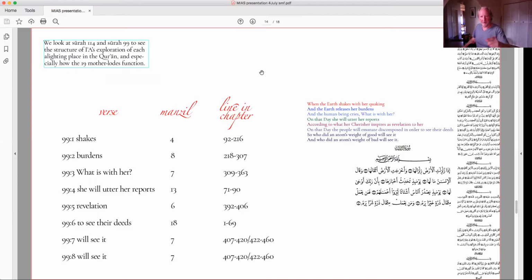And then in Zilzila, what we just looked at, the 99th, when the earth shakes with her quaking, the verses I have on that table here: this column shakes the burdens, what is with her, she will utter her reports. And then the manzil, one of those 18 of the 19 that match: 4, 8, 7, 13, 6, 18, 7, and 7. And then in the chapter that Ibn Arabi is writing, going from line 1 to line 460, so this is 9 or 10 pages or so, those lines of the chapter tell you which manzil he's looking at and which verse he's looking at.